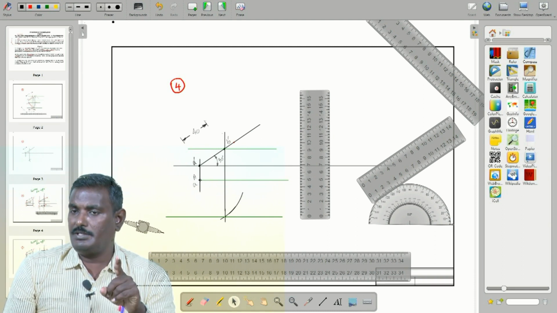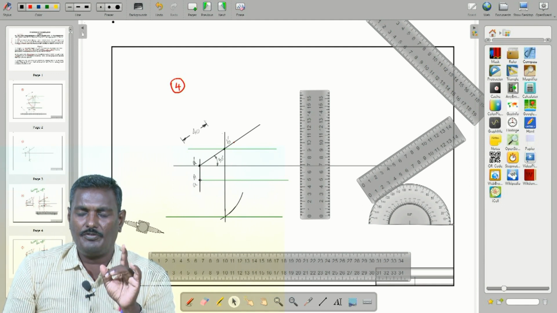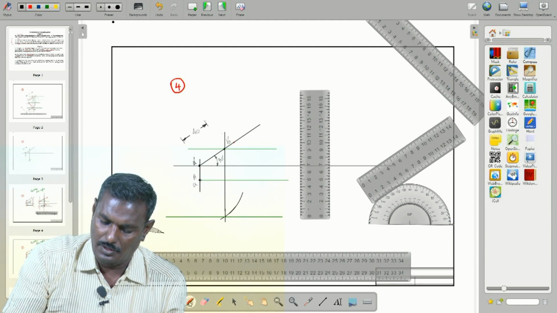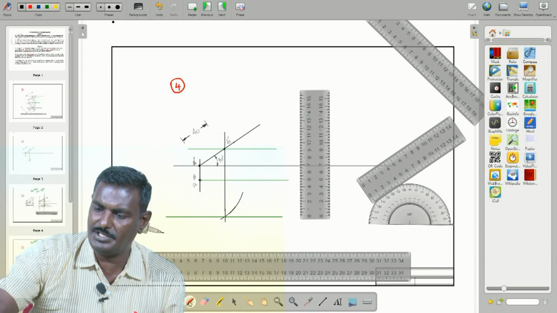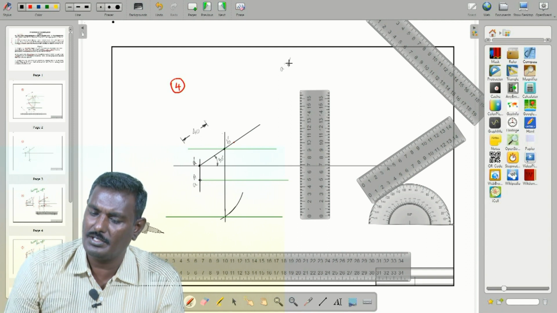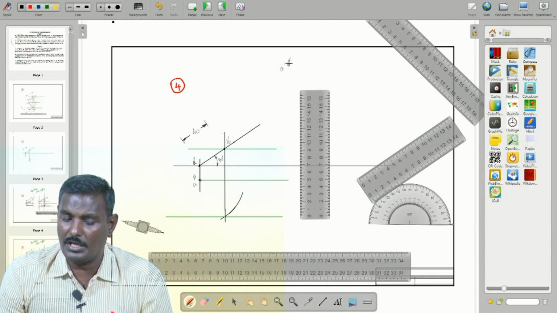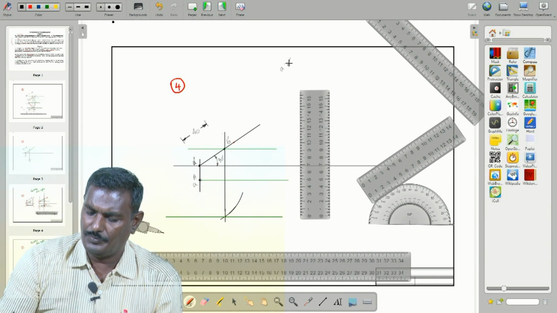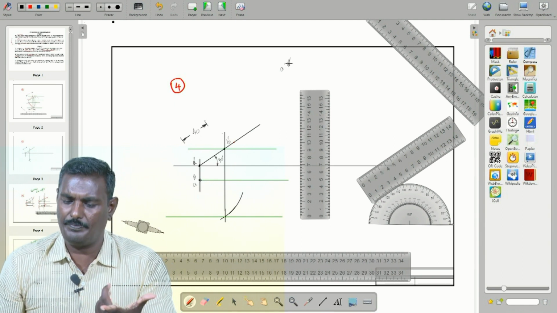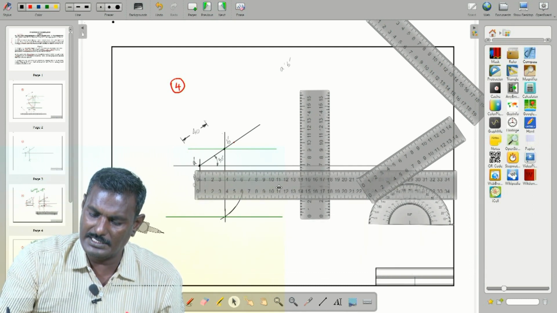Already I said how to determine the true length from A dash B dash, from this. It is just noting on here. So, A dash B dash as radius, is it? Measure A dash B dash as radius, make an arc. So, what about A dash B dash? 40 mm. That 40 mm I want to measure here by using the scale itself.